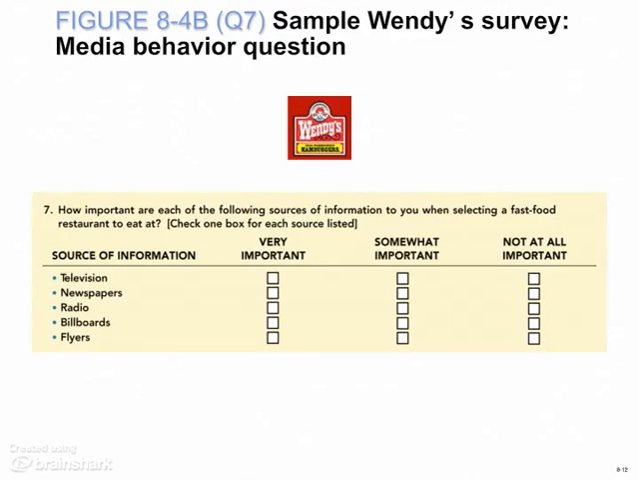Figure 8.4b focuses on question 7 of the sample Wendy's survey, which is a media behavior question. This one basically looks at what types of media or sources of information a respondent will use when they're selecting a fast food restaurant to eat at. So you can see the source of information is clearly media driven: television, newspapers, radio, billboards, flyers, and then they're asked on a scale to rate the importance. Do they feel television is very important, somewhat important, or not at all important to their decision on where to eat out? And they do that for every single source of information, which qualifies this as media behavior.